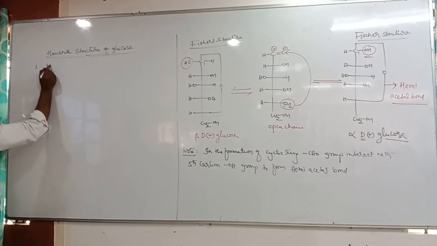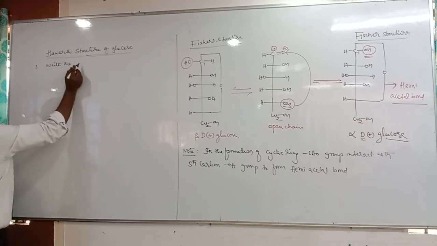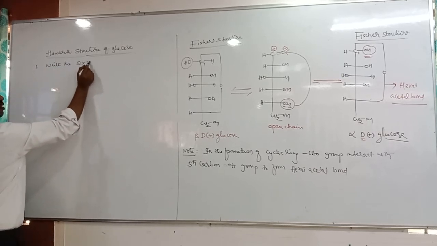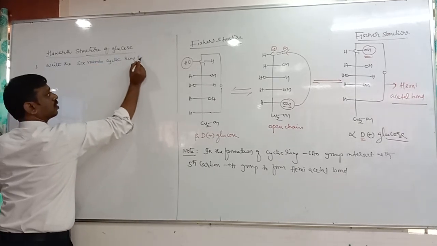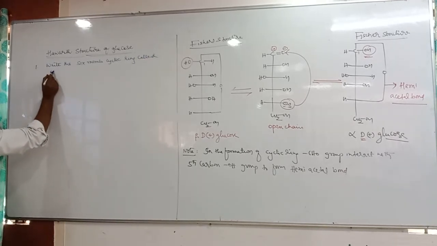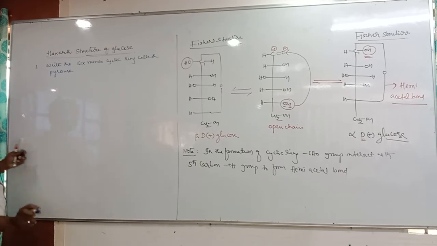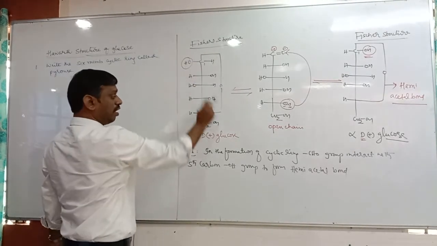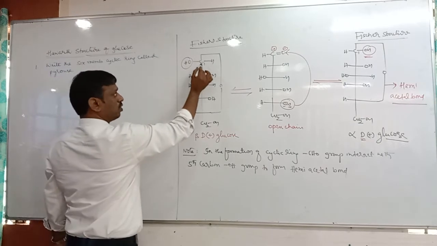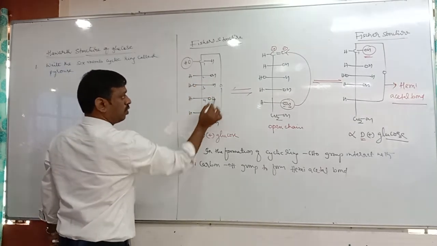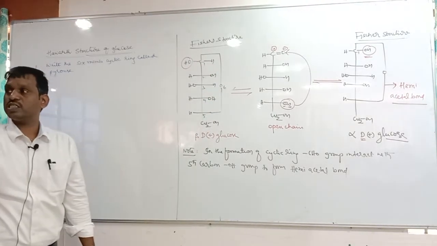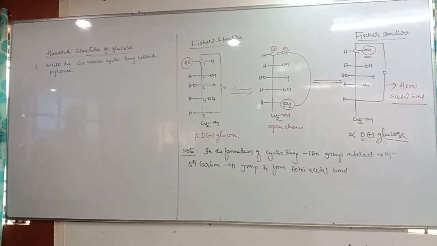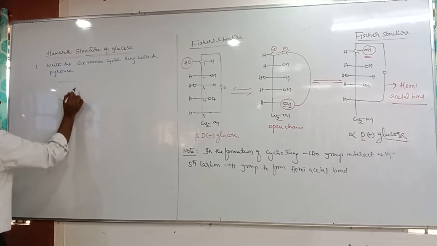One, first write the 6-membered cyclic ring called pyranose. Here, alpha and beta glucose both have a six-membered ring: 1, 2, 3, 4, 5, and oxygen is 6. Therefore the cyclic ring has a total of 6 atoms, which is called a 6-membered ring. To write the Haworth structures we need to write the 6-membered pyranose ring. That 6-membered ring should be like this only.